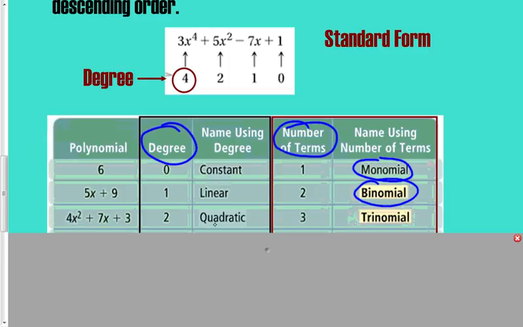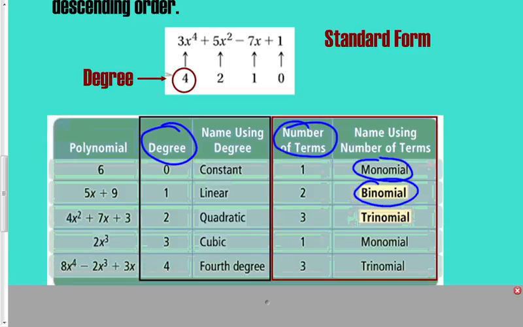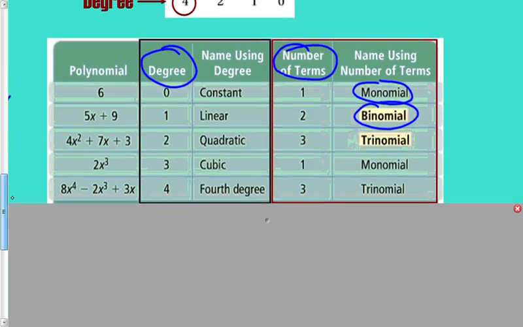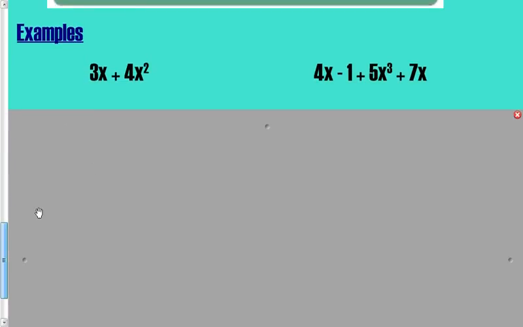Again, you could call it a quadratic trinomial. That's considered a quadratic. This one's a third degree monomial, one term, but it's a third degree, so it could be a cubic is what it would be called. Fourth degree trinomial for this last one. Okay, fourth degree is the highest one, and it is a trinomial. There are 3 parts. So that's basically the main parts of classifying. So here are some more examples to add to that.